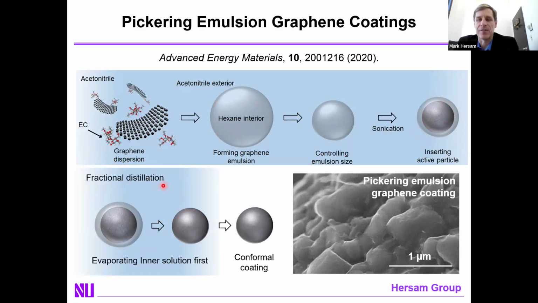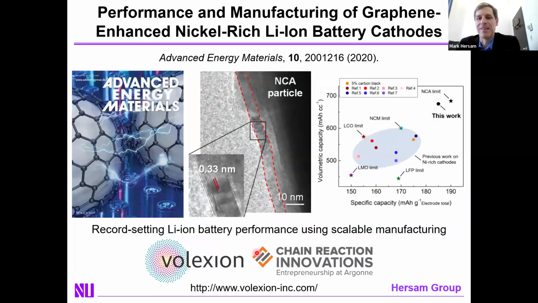We then exploit fractional distillation, the fact that hexane has a lower boiling point than acetonitrile, meaning when you heat this up, the hexane boils off first. That leads to the graphene coating collapsing and conformally coating each and every particle in your dispersion. This is considerably more efficient, approximately an order of magnitude more efficient in terms of the amount of graphene required to coat conformally all the surfaces in your complex composite cathode.